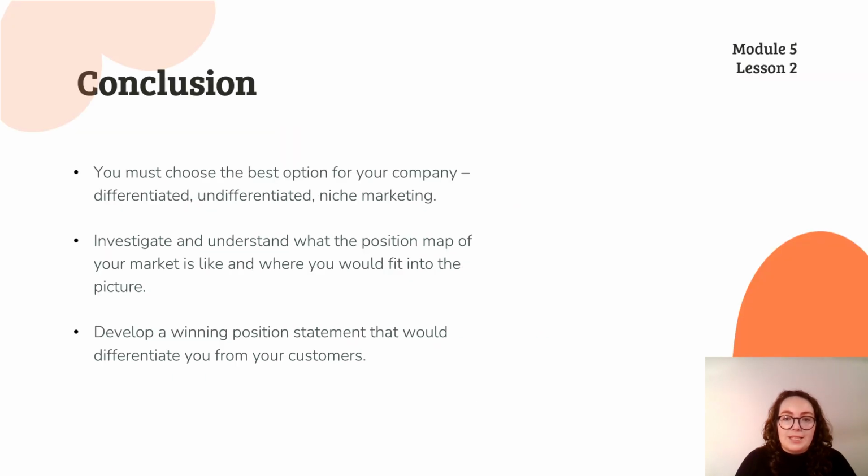Let's summarize this lesson with the following points. You must choose the best option for your company. Do you choose differentiated marketing, undifferentiated marketing, or centralized marketing? You must investigate and understand what the position map of your market is like and where you would fit into the picture. You must develop a winning position statement that would differentiate you from your competitors.